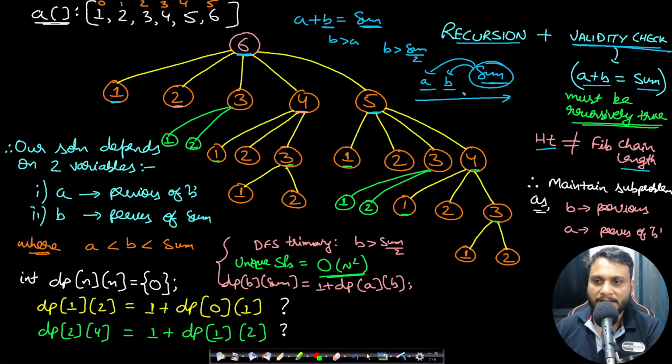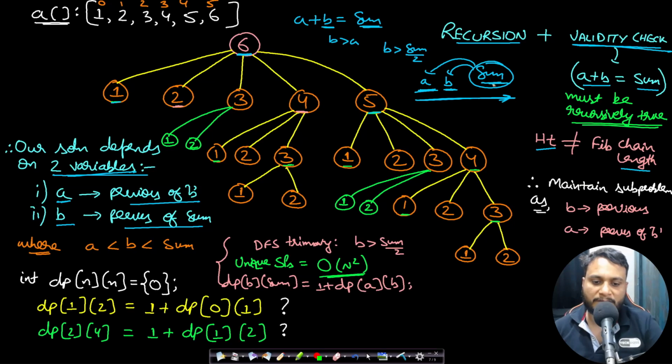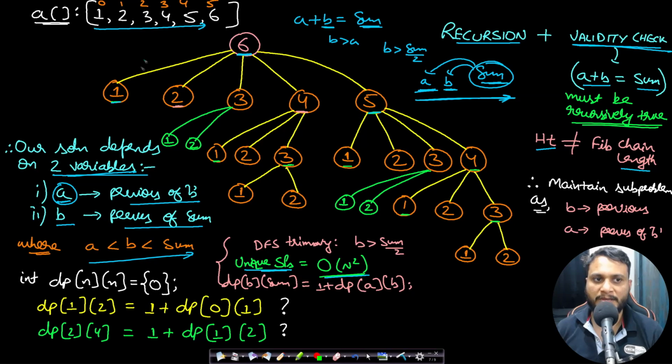So in this case, there are two variables which help you build the result. This entire solution will depend on two variables: a, which is the previous of your b, and b, which is the previous of your sum value that you are trying to form. In this order, a is the smallest, then the larger one is b, and the sum is what you are trying to form, right? So this is the given order of the indices. Now all the unique subproblems will be order of n square only, because a can range from 0 to n minus 1, and b can range from 1 to n. So if you multiply all the combinations, it will be order of n square number of subproblems.